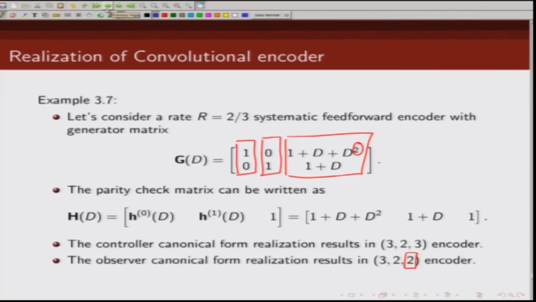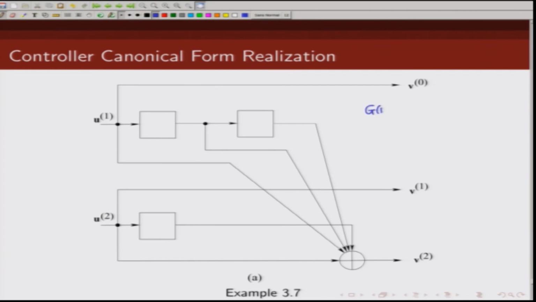So, let me just write down the generator matrix. My generator matrix G of D is 1 0 0 1, then 1 plus D square, 1 plus D square, 1 plus D. So, one set of shift register for this. The maximum degree of this is 2, so we use 2 memory elements, and for this, the maximum degree of D is 1, so we use 1 memory element.